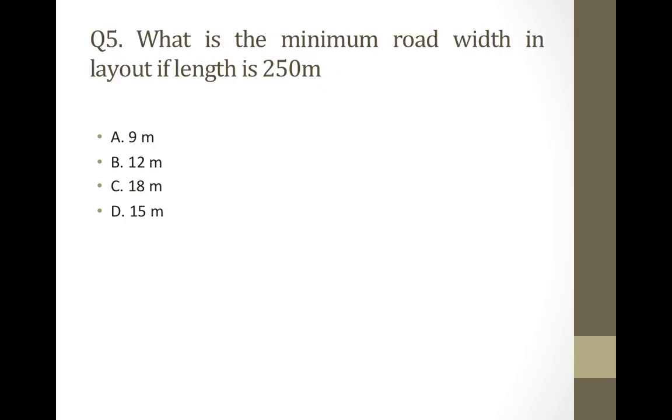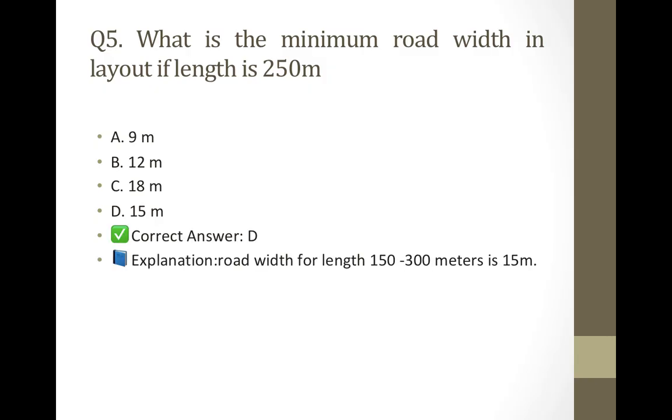Then question 5, what is the minimum road width in layout if length is 250 meter? So option A is 9 meters, option B 12 meters, option C 18 meters and option D 15 meters. So correct answer is option D, 15 meters. There is a table given in chapter 3 that for a road length above 150 but below 300 meters, a width of 15 meters for that road is mandatory in layouts.